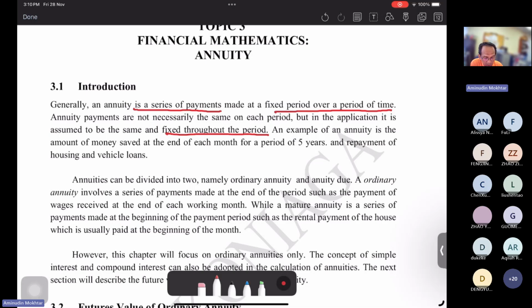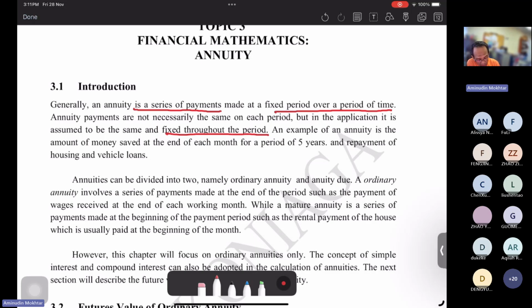And also the repayment of a housing loan or vehicle loan or car loan. In Malaysia, we have a personal loan, a housing loan, a car loan. If you borrow some money from banks to buy a house or car and so on, you need to pay back to the bank every month, at the end of the month. That amount we call an annuity.